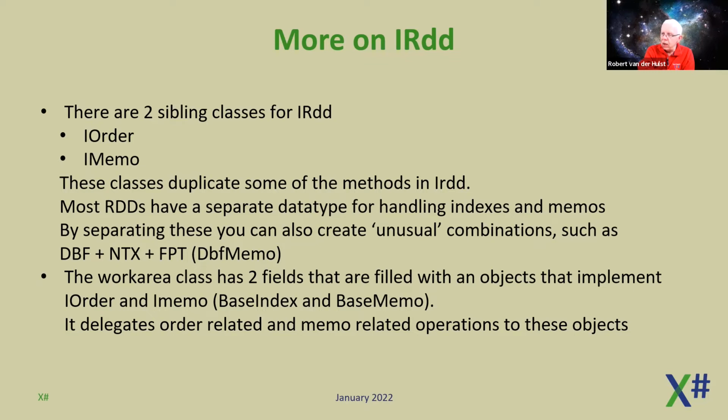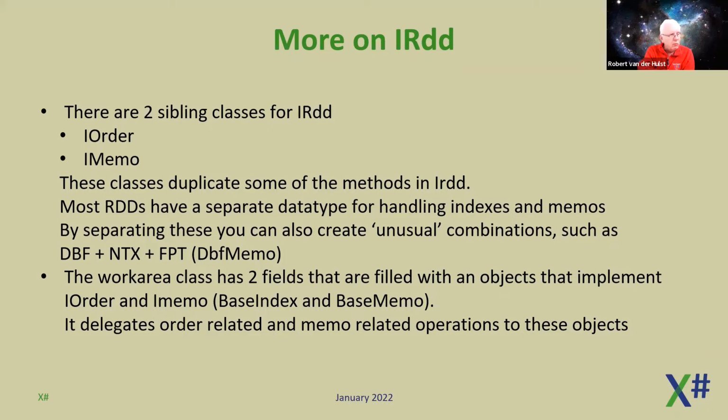And what the work area class does is delegate all index-related methods to a special object, which is the object that implements iOrder, and the same for all memo-related operations. It delegates that to the object that implements iMemo. And there are two base implementations of these, which do nothing. These base implementations are base index and base memo. And an RDD that wants to implement a memo can inherit from base memo and then assign that to the memo field in the work area class. So a work area will then call the implementation of that memo class.